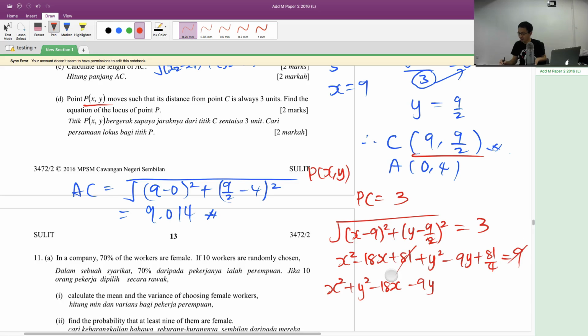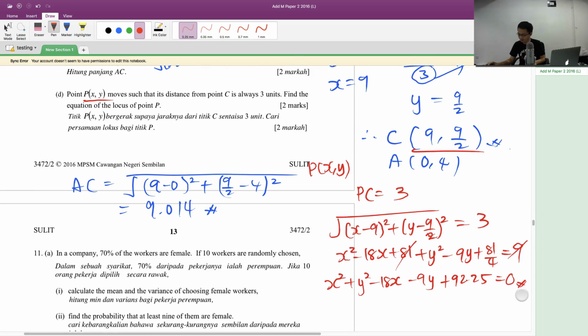So 81 minus 9 plus 81 over 4. So I will get plus 92.25 equals to 0. Yep, this one should be my final answer. Yeah, you can leave it like this.